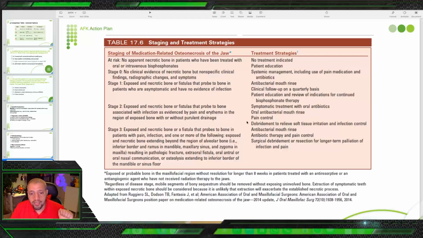When are you going to cut bone? In this stage, when the exposed and necrotic bone extends beyond the region of alveolar bone, the full thickness, ending up in the inferior border, ramus, getting into the maxillary sinus, zygoma, ending up with fracture or extraoral fistula, yes. Here you need to cut bone and do resection.